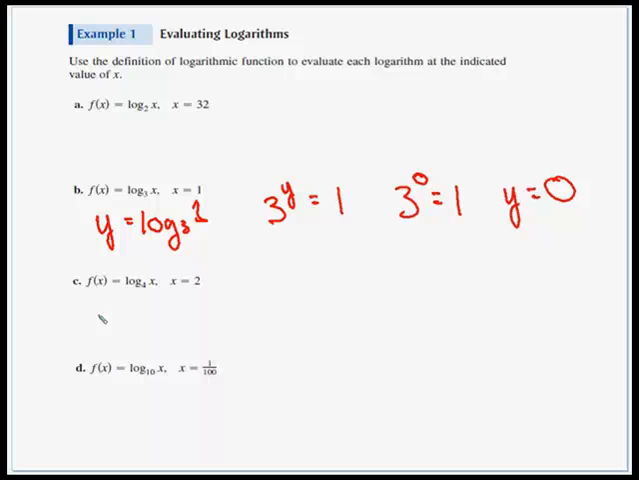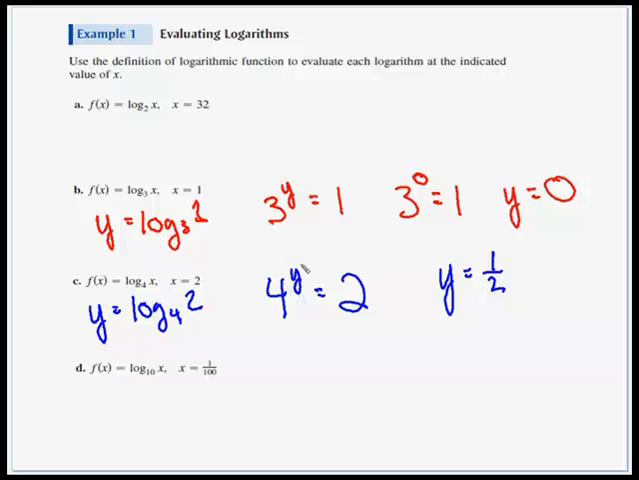In letter C, log base 4 of 2. Y equals log base 4 of 2. So that's saying 4 to what power is equal to 2? What do we do to 4 to get a value of 2? Well, this is a nice easy one. We're square rooting. If we square root 4, we get 2. So what exponent do we use for square roots? Well, that's the half power. Y equals 1/2. 4 to the half power equals 2.